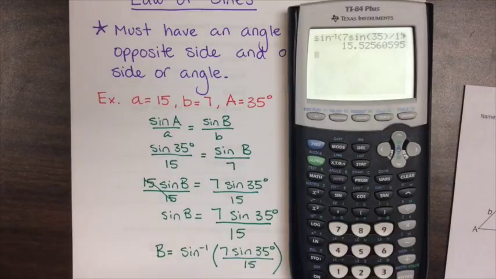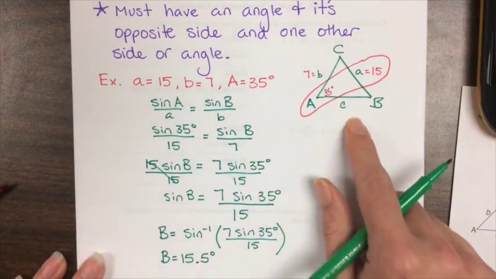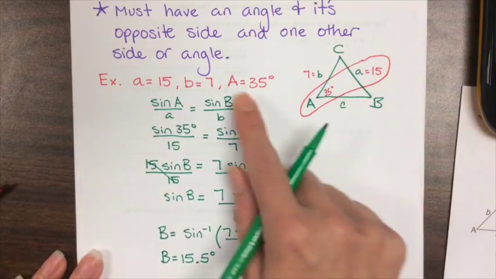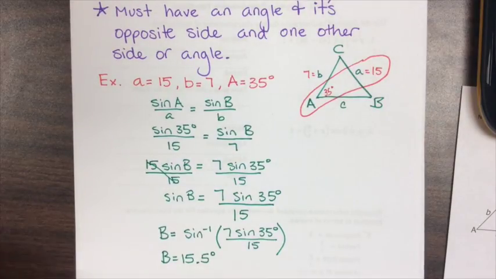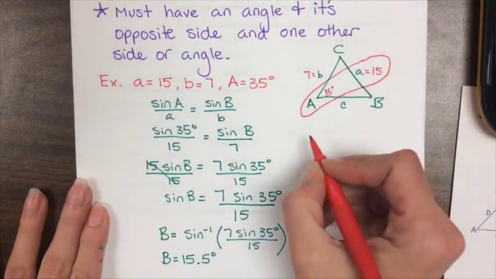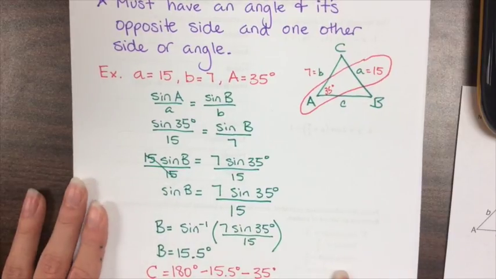So 15.5 degrees. So angle B equals 15.5 degrees. Now, once we have angle B, we have angle A, we have angle B. What do we do to find angle C? Well, a whole triangle adds up to 180 degrees. So we can say 180 minus 15.5 degrees minus 35 degrees is going to equal angle C.